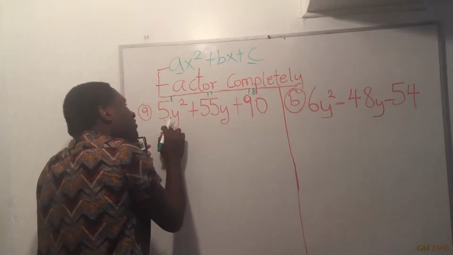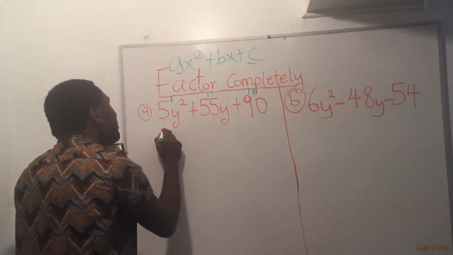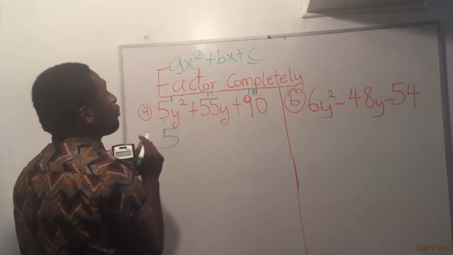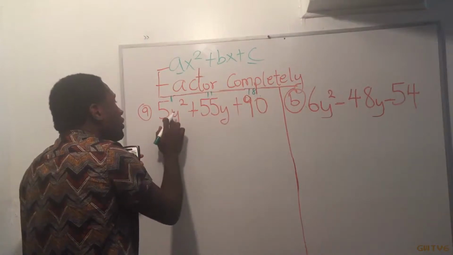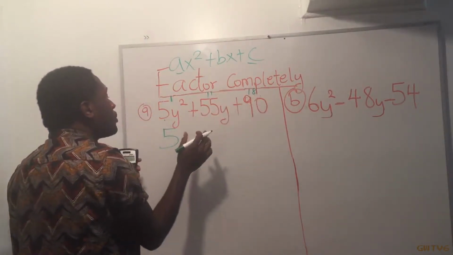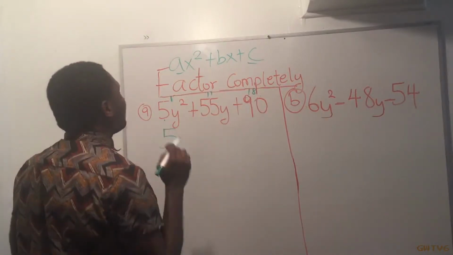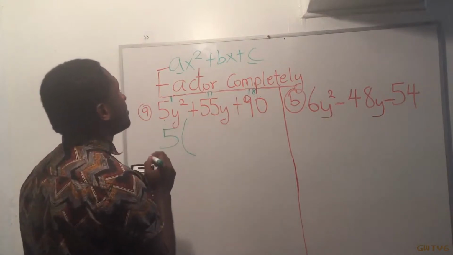So because 5 was able to divide into each one of these, that means I can bring 5 outside the parentheses. And I'm going to look at the variables. I see y on this side, I see y right here, but there's no y here. So that means I cannot bring y out. So I'm going to just have 5 outside the parentheses.